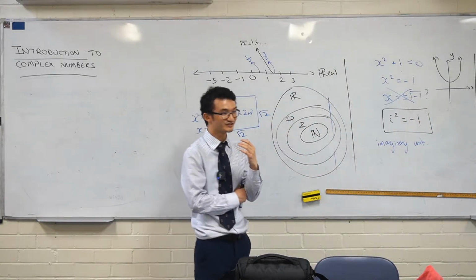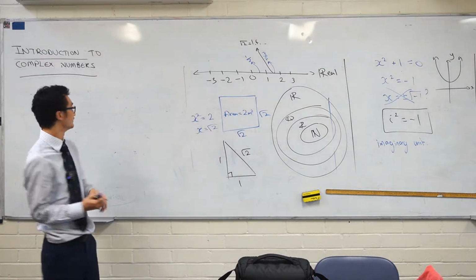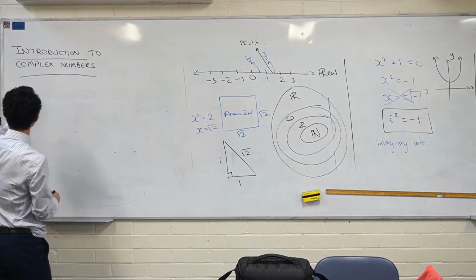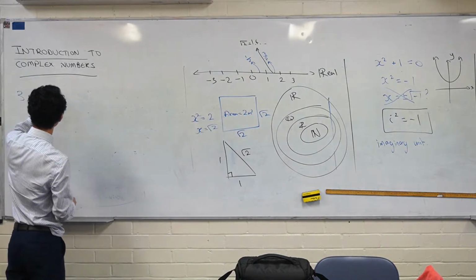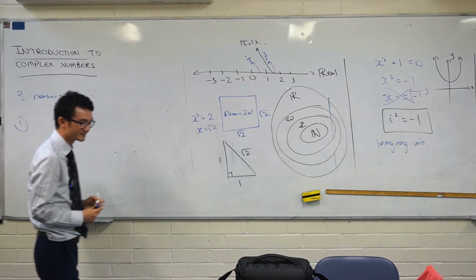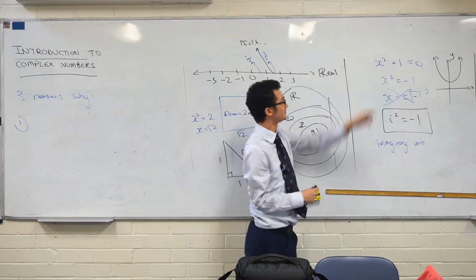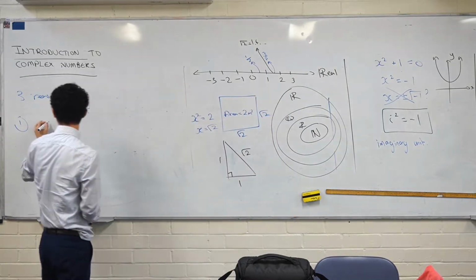Ironically, imaginary units are very real. And I want to show you 3 reasons why they are. The first one is, well, what's the problem? The problem is you have this situation: x squared plus 1 is equal to 0.